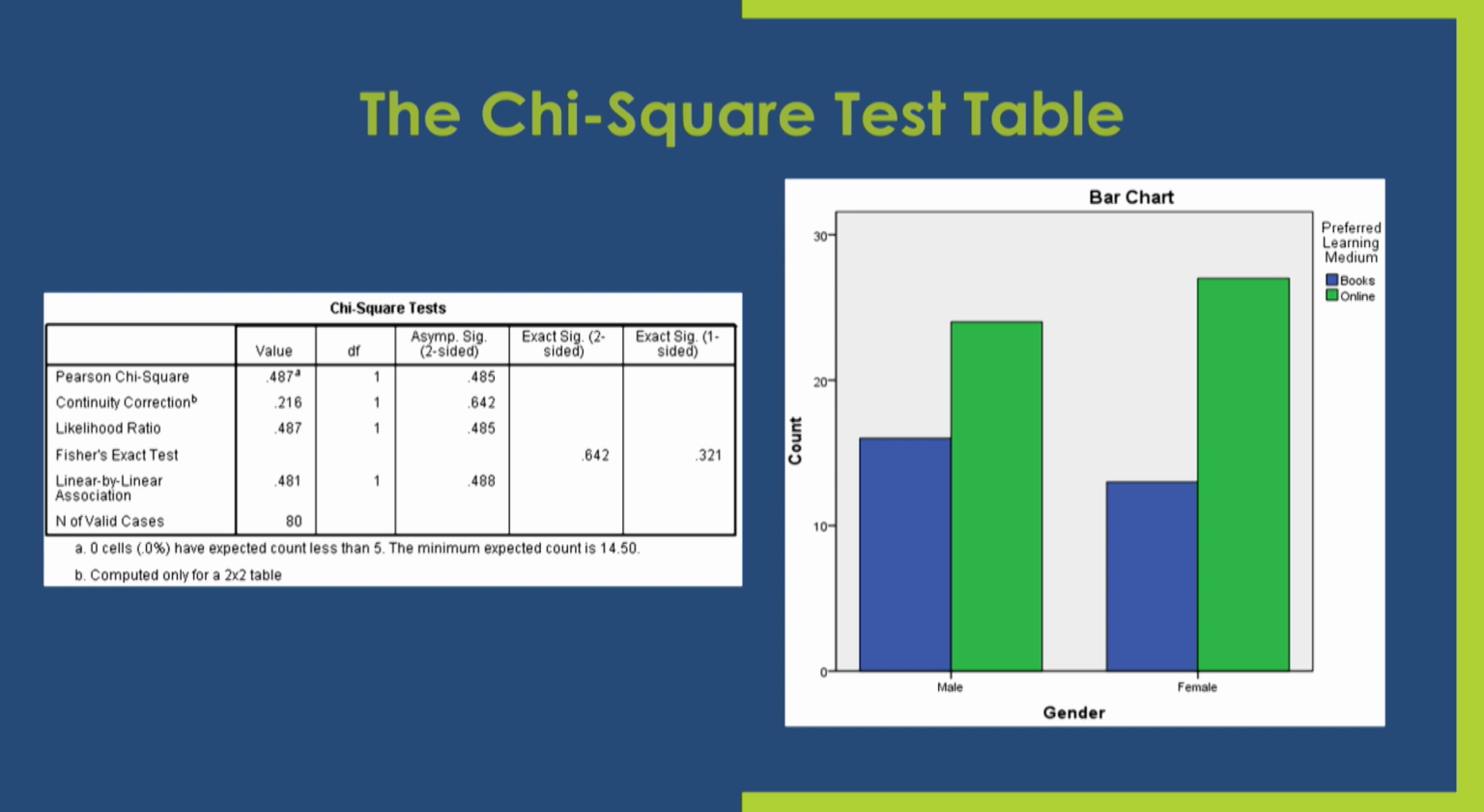Chi-square test table. These are the outputs we will get from the cross tabulation. Here we will see the Pearson chi-square value, that is 0.487, and the degrees of freedom, 1. Then the significance value is 0.485, which means that there is no significant relation between gender and the preferred learning medium. This bar chart displays the corresponding count of that particular variable. Here blue indicates books and green indicates online.